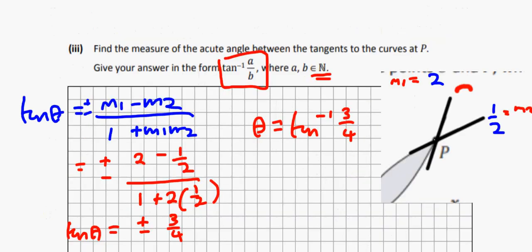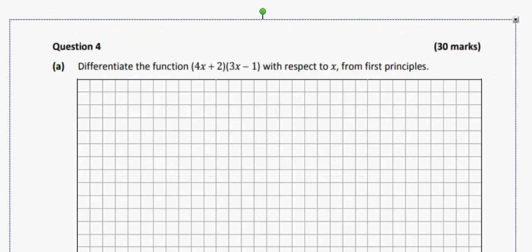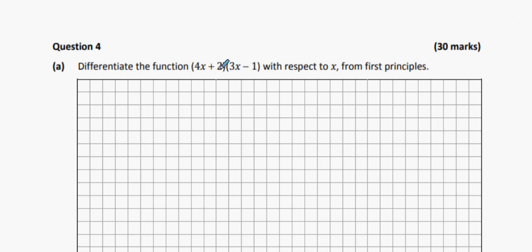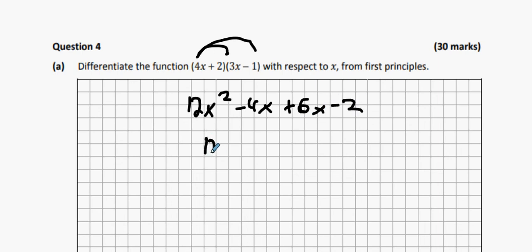Okay, now we're on to question 4a. Differentiation from first principles, no bother. I'll tell you what, I'm definitely multiplying this out, because I do not want to deal with that if they're asking me to differentiate that from first principles. So it's going to be 12x squared minus 4x plus 6x take away 2, and it's going to be 12x squared plus 2x take away 2. Alright, and this is f of x.